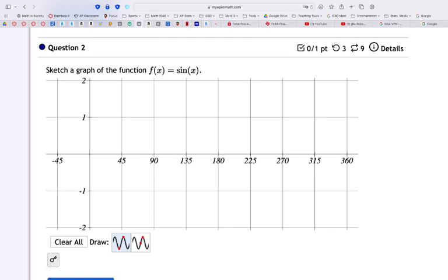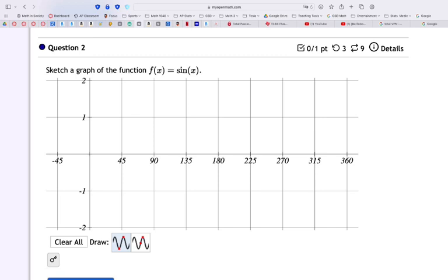Okay, question number 2. We're supposed to sketch the graph, here using this technology, which is pretty cool. So now, sine x. We know that sine x starts at 0. And if you look at the x-axis, it's actually in degrees. Every division, every box, is 45 degrees.